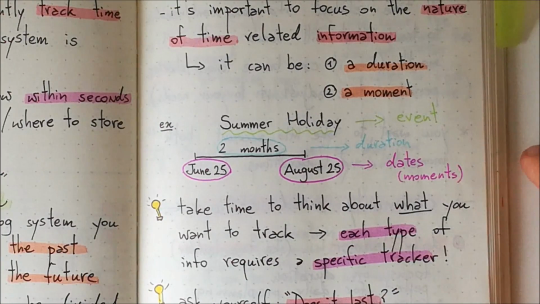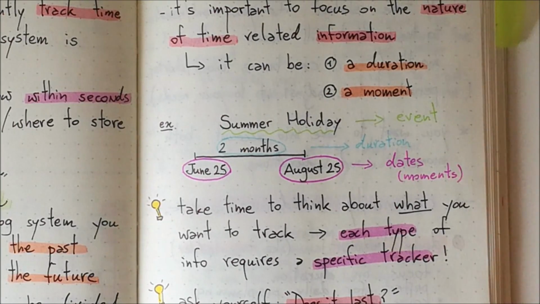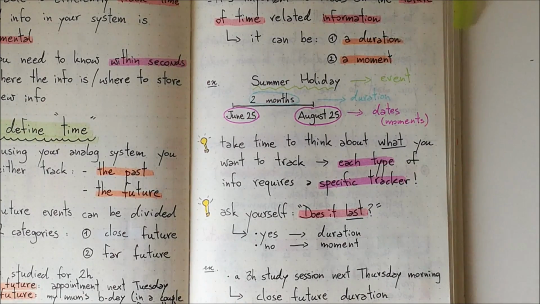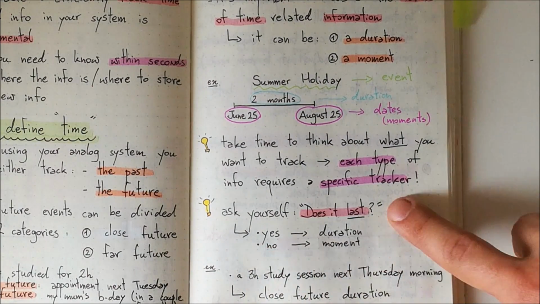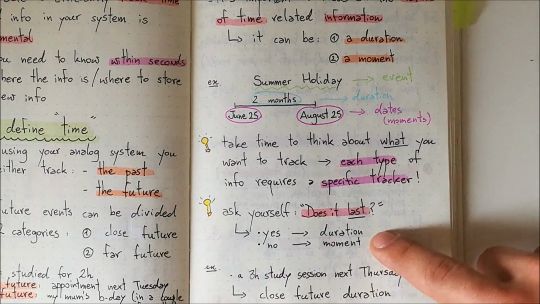When tracking time in your system, it's very important to think about what you want to track and what you need to track, because each type of information requires a specific tracker. Generally speaking, if you ask yourself whether this piece of time information lasts or not, if the answer is yes, then it's a duration. If the answer is no, that's a moment.